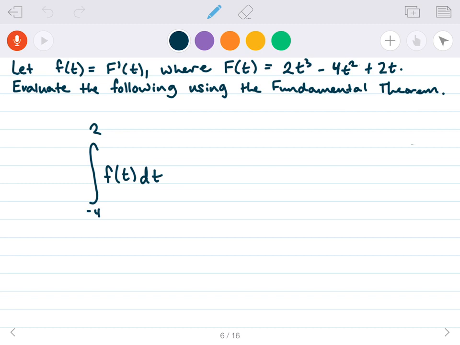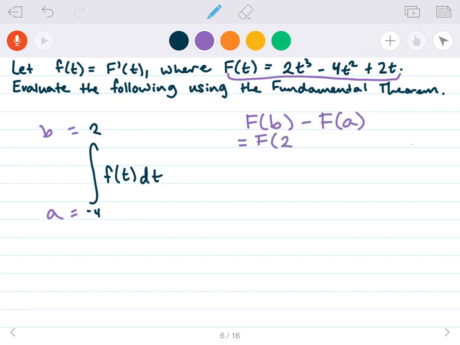What we could really do here is replace things. The whole idea is that we have our antiderivative, and really all we need to do is plug in our endpoints. So we're plugging in 2 into capital F, subtracting off when we plug in -4, and that's going to give us our answer. If I just used what they tell me and plug it in, we're going to get the same thing. So f of t is told to be capital F prime of t.